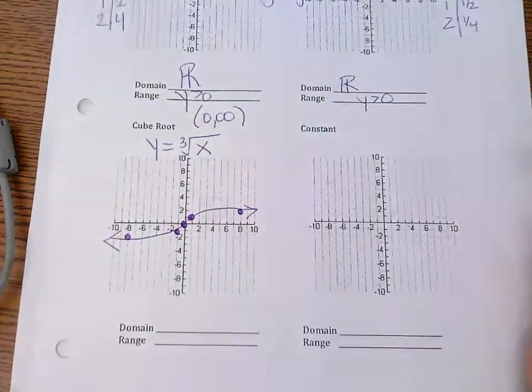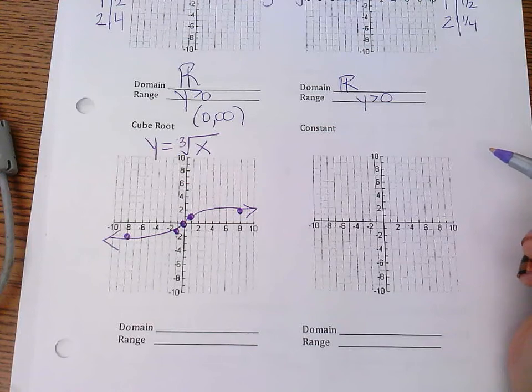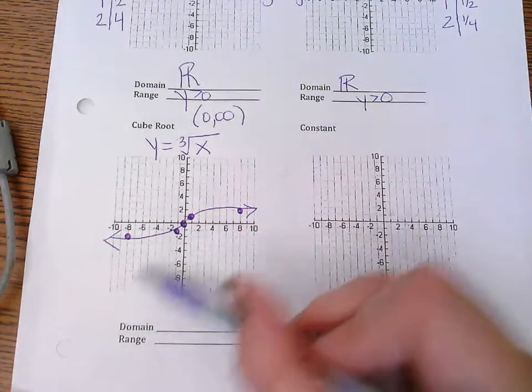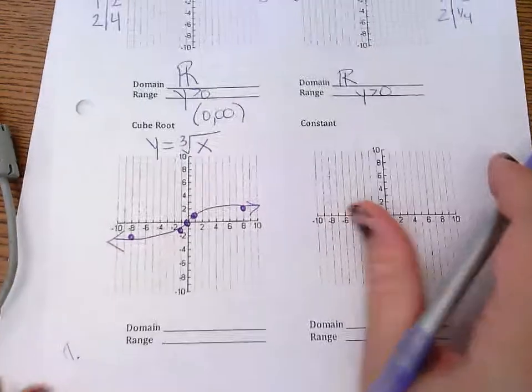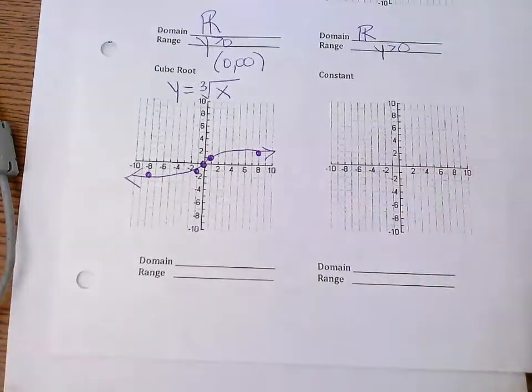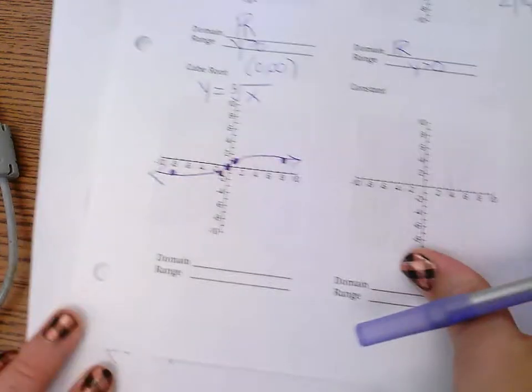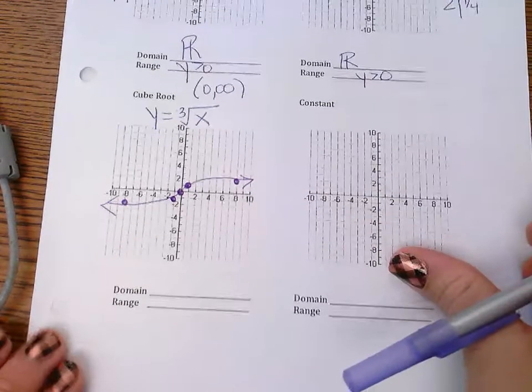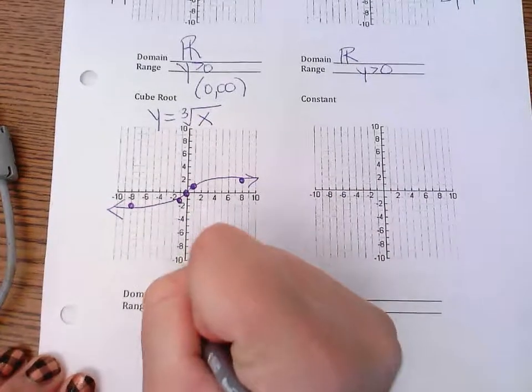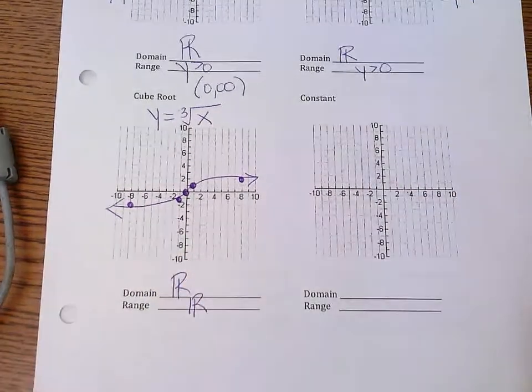All right, so there's my cube root function. See how it's reflected over the x-axis? Or sorry, it's reflected over the line y equals x from the cubic function. All right, and we will look at inverses again when we study exponents and logs. So I'll explain that a little bit more later this year. So the domain and range, again, are all real numbers for both.